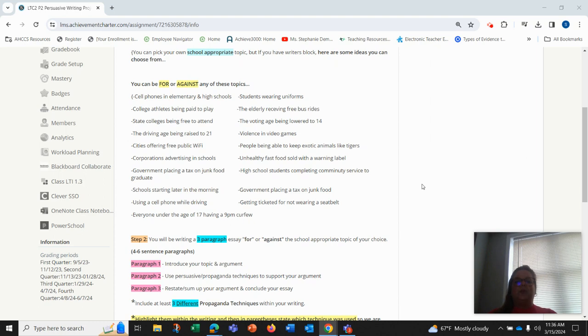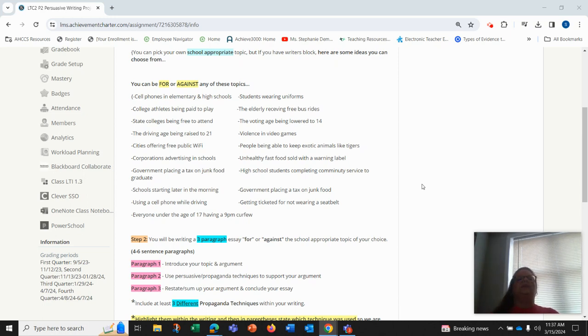Cell phones in elementary and high schools, students wearing uniforms, college athletes being paid to play, the elderly receiving free bus rides, state colleges being free to attend, the voting age being lowered to 14 or the driving age being raised to 21, violence in video games, cities offering free public Wi-Fi, people being able to keep exotic animals like tigers, corporations advertising in schools, unhealthy fast food sold with a warning label, government placing a tax on junk food, high school students completing community service to graduate, schools starting later in the morning, using a cell phone while driving, getting ticketed for not wearing a seatbelt, everyone under the age of 17 having a 9 p.m. curfew.